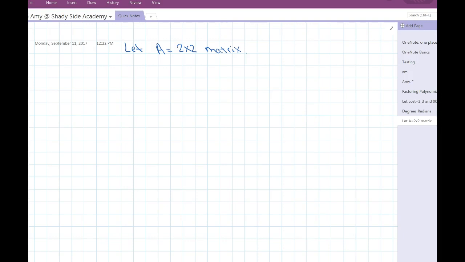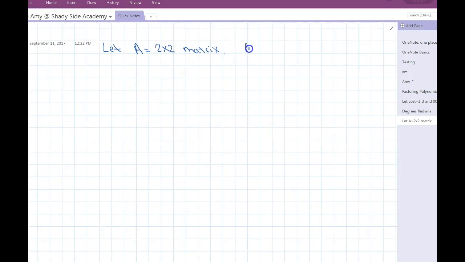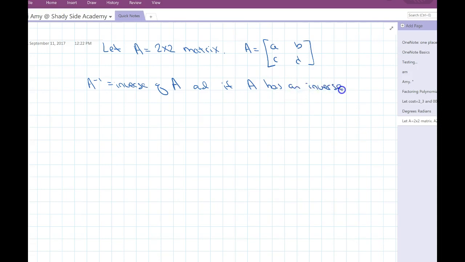his MacBook. Anyway, let A equal a 2 by 2 matrix, okay? And what I'm going to do here is just give you a general 2 by 2 matrix, A, B, and C, D. I talked about the inverse of matrix A, and I talked about the inverse of matrix A existing such that if A has an inverse, then I said that A times the inverse of A should equal I.